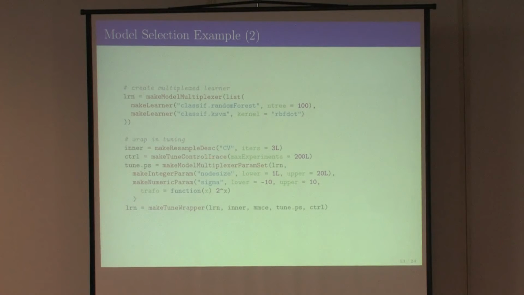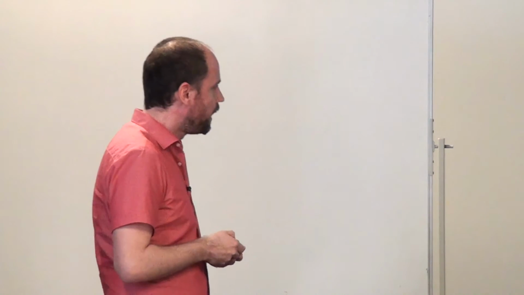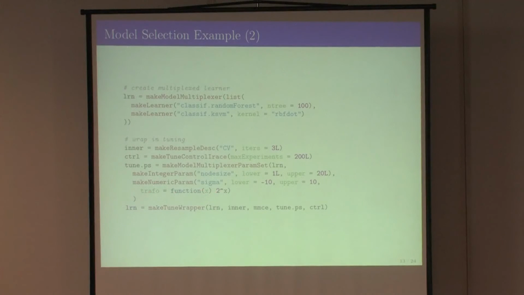You create the parameter set for the model multiplexer. So for the random forest, you want to optimize the node size. For the SVM, in this case, you would optimize the kernel width. It's a fake example, right? In reality, you would put in more parameters. You optimize this on a log scale. You have constraints here, so box constraints on your parameters. And then you do a tuning wrapper.